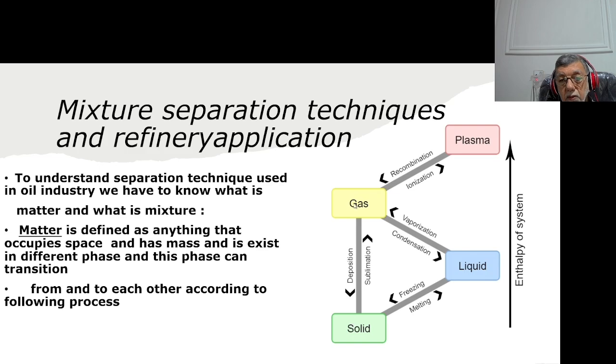And from solid to gas directly without passing through the liquid state, it's called sublimation. From gas to plasma state, it is called ionization. From plasma to gas, it's called recombination.